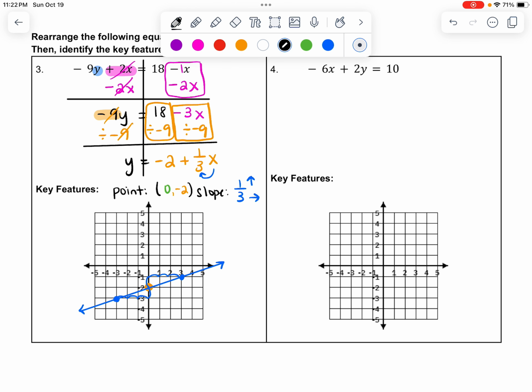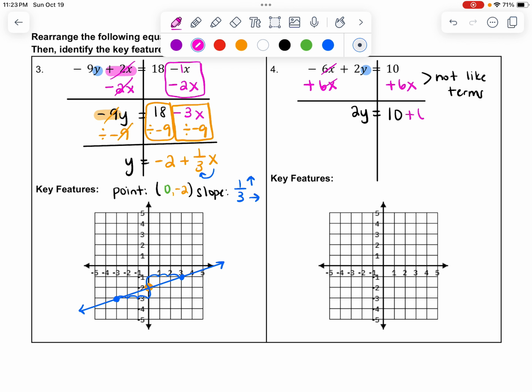Last but not least, I'm going to draw a vertical line through my equal sign. And now I need to get my y by itself. So I'm going to start with what's farthest away from the y, which is the 6x. I'm going to plus 6x on both sides because adding is the opposite of subtracting. And I get 2y equals, now these guys are not like terms, so they cannot be combined. Instead, I'm just going to copy them both down. 10 plus 6x.